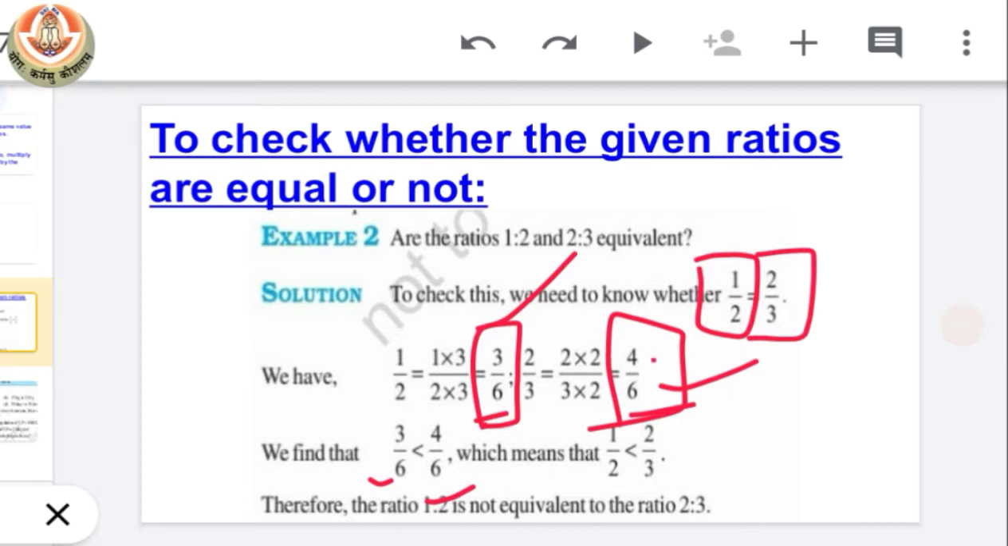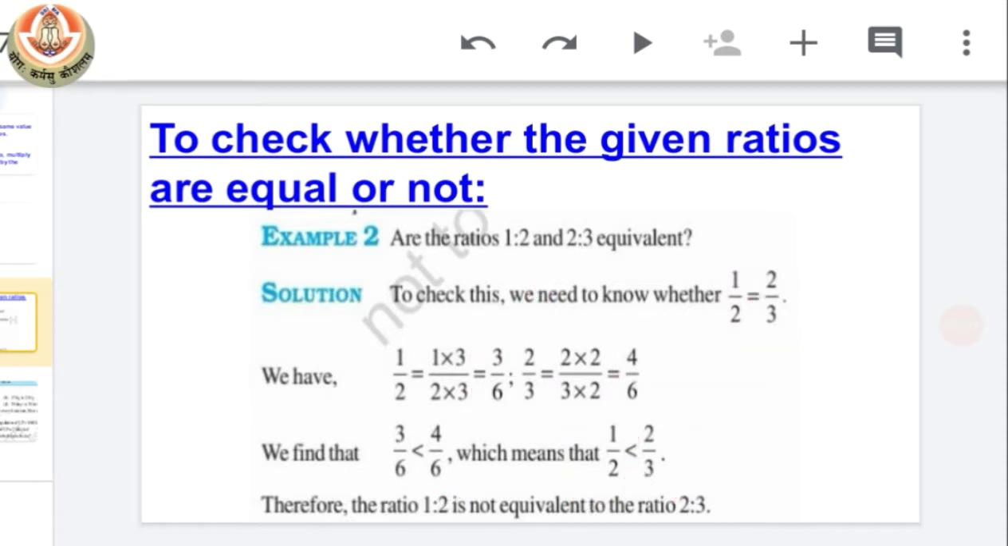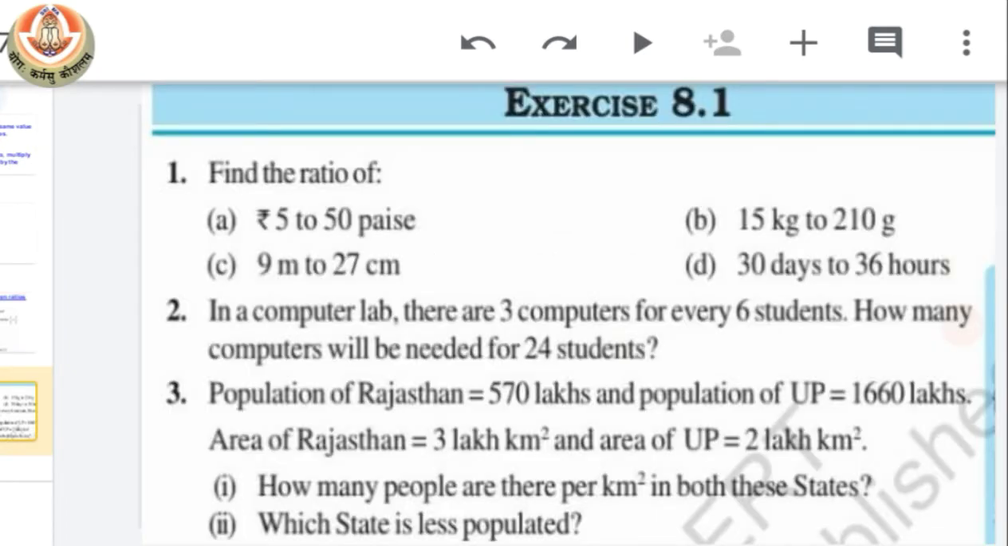So 4 by 6 is the value for 2 by 3 and 3 by 6 is the value for 1 by 2. That means 1 by 2 is smaller than 2 by 3. Okay, that is the way we have to compare between given ratios or fractions. Now let's start our exercise based on the previously discussed topics.